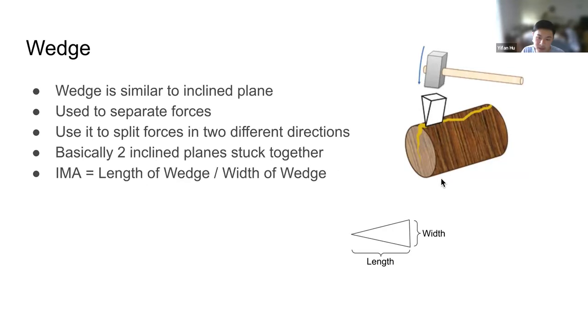Okay, so now this is a wedge. It is similar to an inclined plane. It's two inclined planes stuck together, and it helps split the force to both sides. It is used to separate forces. So if you push it from the back, instead of having the force go downwards, it'll push it sideways. And the IMA of this would be the length of the wedge over the width of the wedge. So this length over the width.